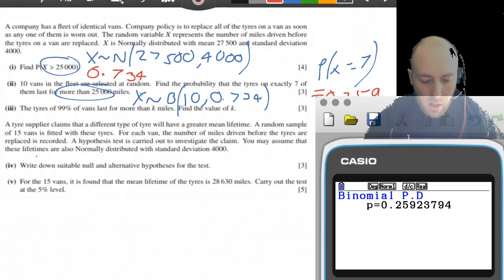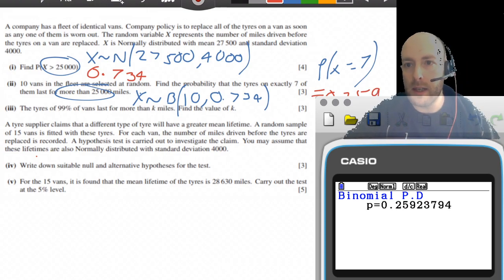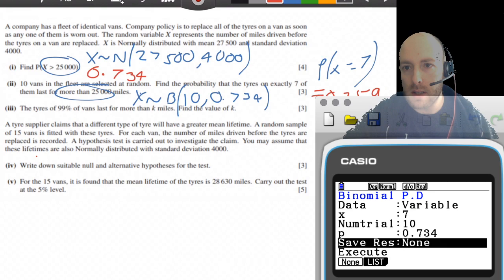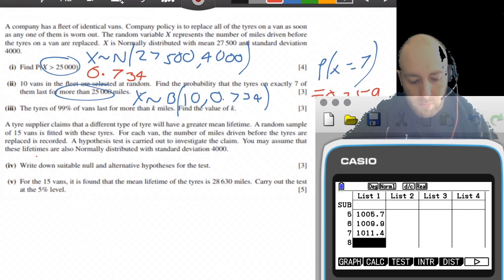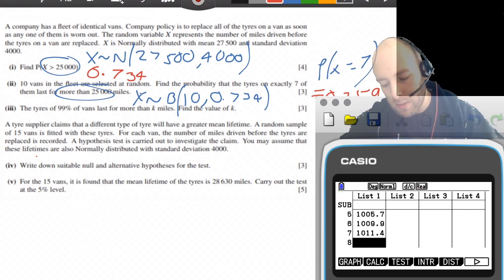There we go. Okay, tires. So now we've got an inverse normal. We're told the tires on 90% of vans will last for longer than K. So K is down here. This is 0.99. We're trying to find K.